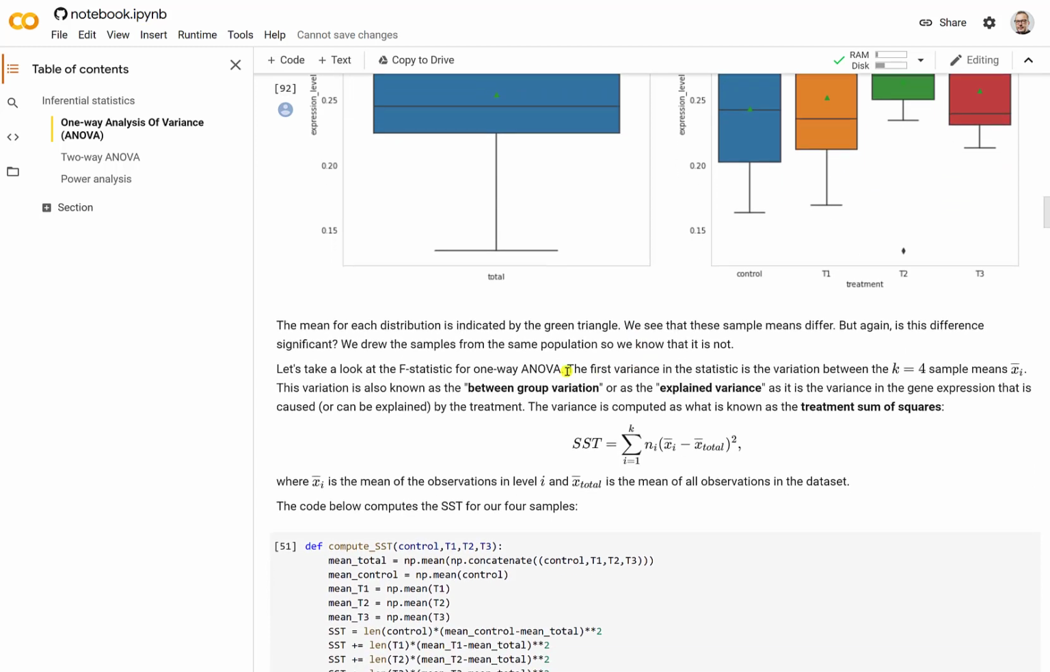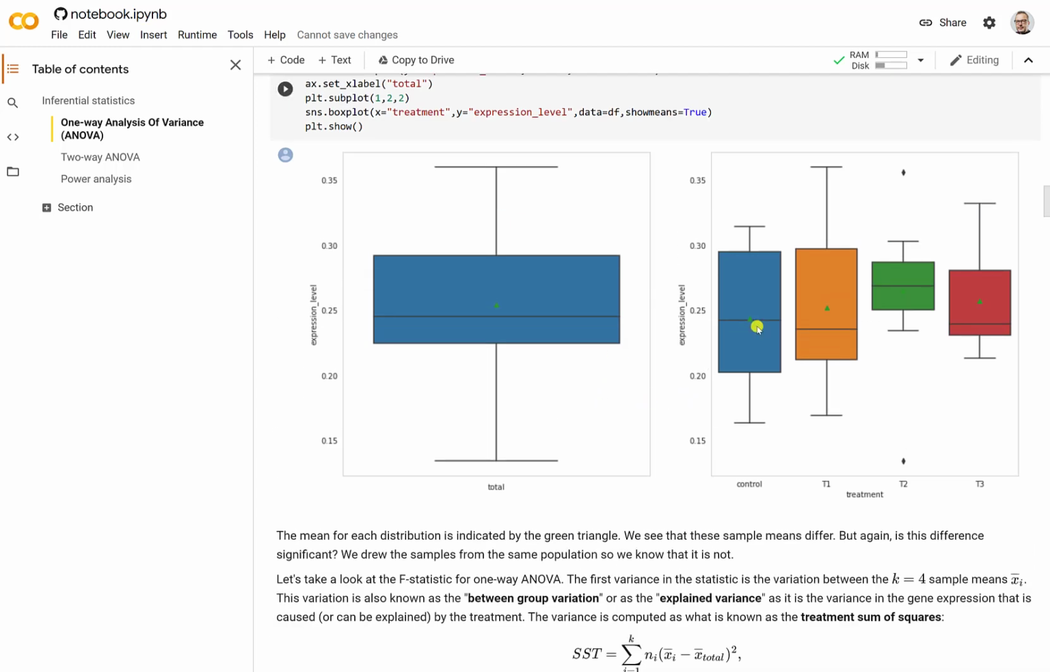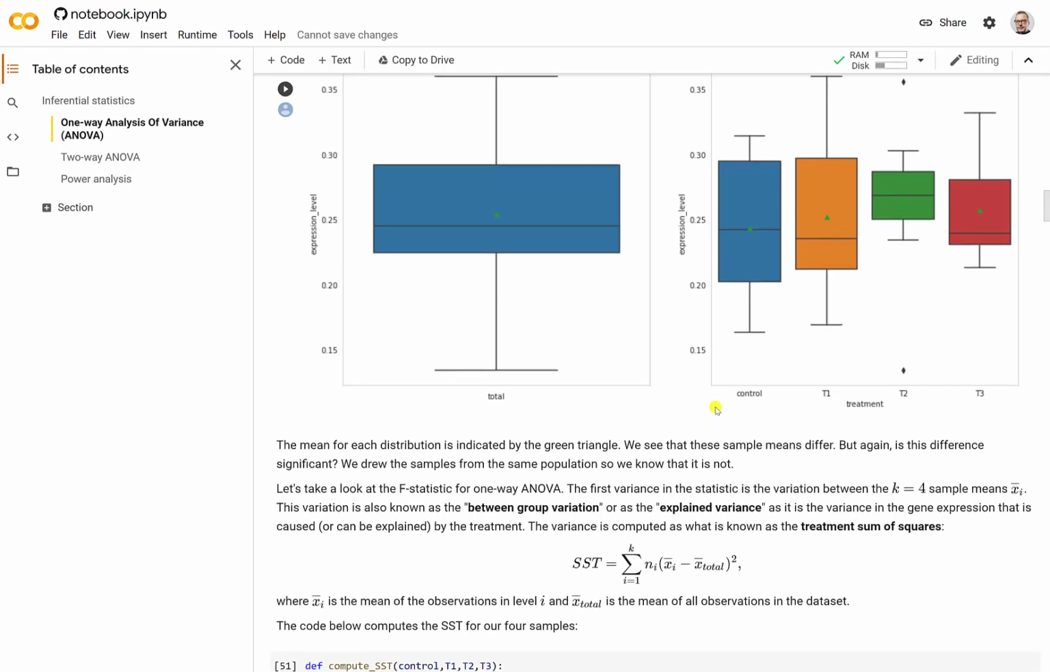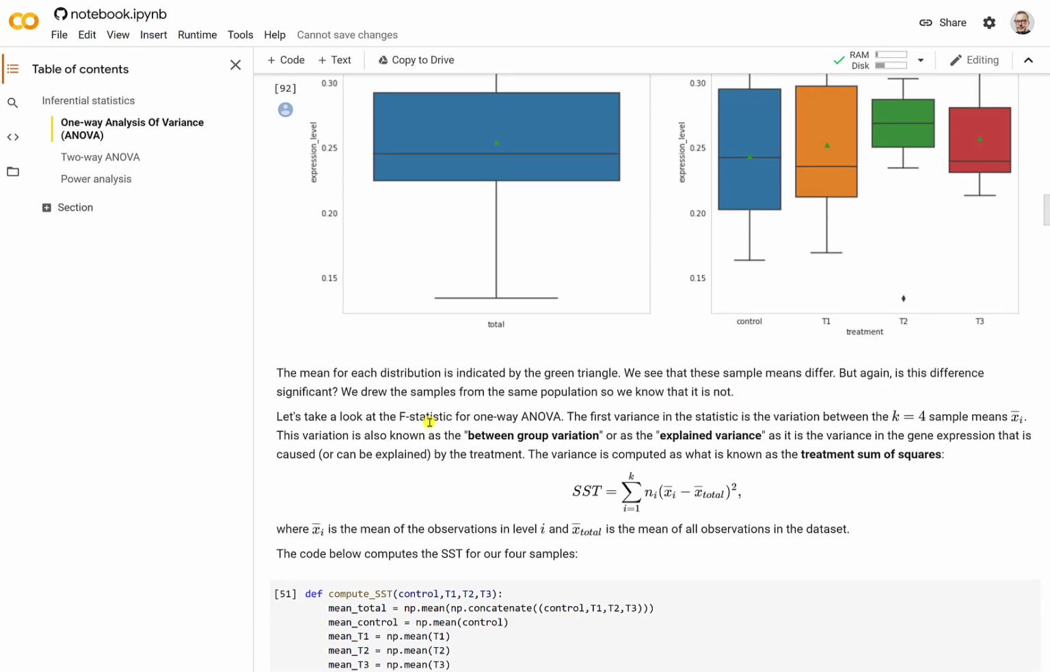So let's take a look at the F statistic now. Again, what we're testing is whether there is a difference between all these means that we see here, for the different levels of our factor. We can see that they differ, but the question is, of course, is this difference that we see significant? That's what we're going to test with this F statistic. As I explained, the F statistic is simply the ratio of 2 variances. So we're now going to take a look at these 2 variances.